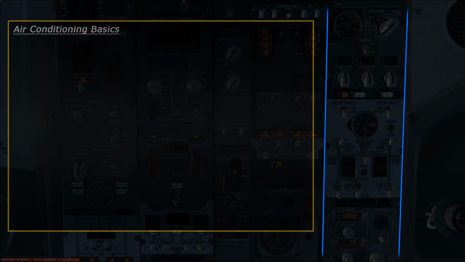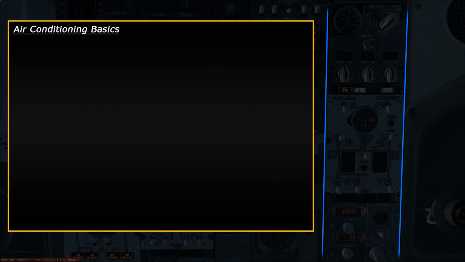And finally, on the right hand side we have a few more panels which all relate to air pressurization systems in the plane. First though, I'd like to show you a basic overview of how the air conditioning system works in this aircraft, which should help in understanding the various switches and lights on this panel.